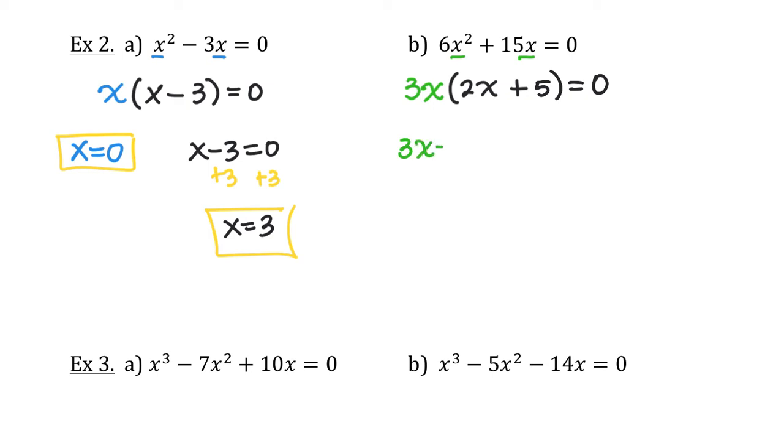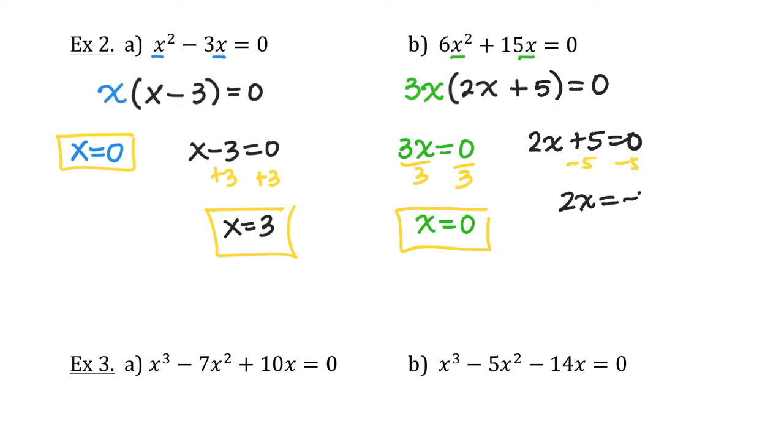So the first one is 3x equals 0. If I divide by 3, 0 divided by 3 is still 0. So my first answer is x equals 0. Now for my second answer, let me solve this. Okay, I got x equals -5/2, and I got x equals 0. I got 2 answers. This was degree 2, so that seems very reasonable to me.